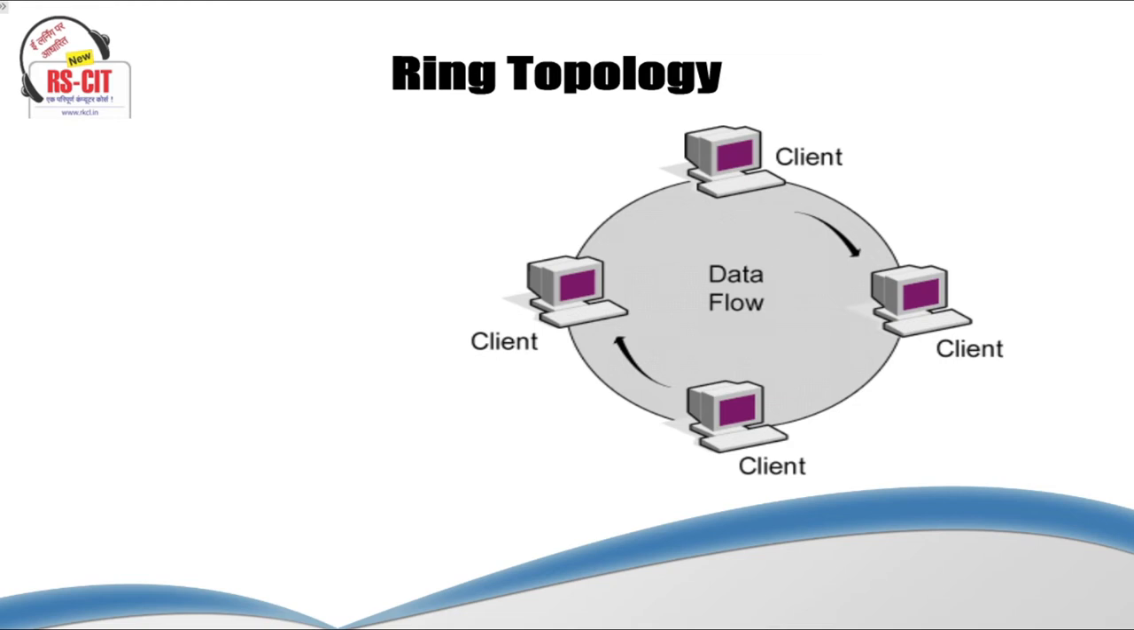In a ring topology, there is no server computer present. All nodes work as a server and repeat the signal. The disadvantage of this topology is that if one node stops working, the entire network is affected or stops working.